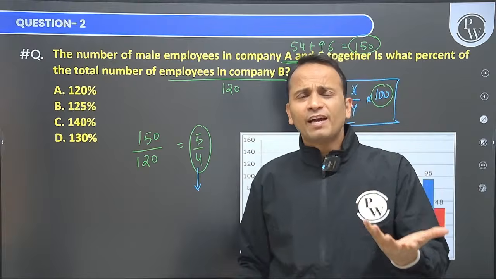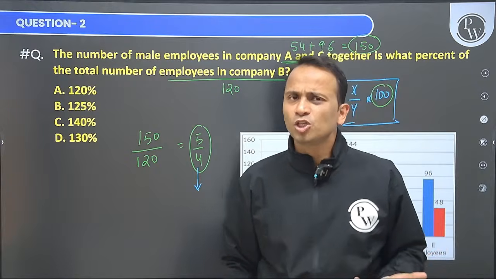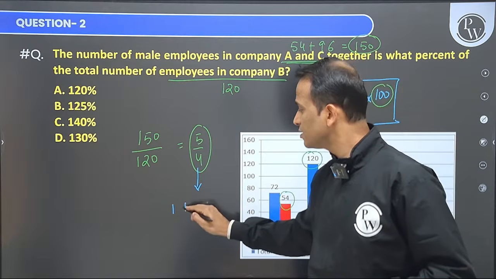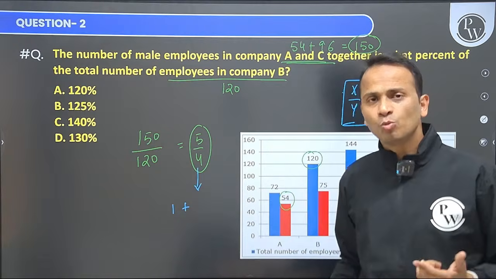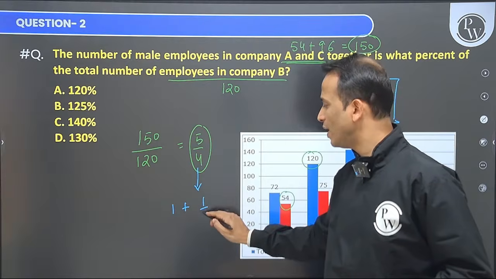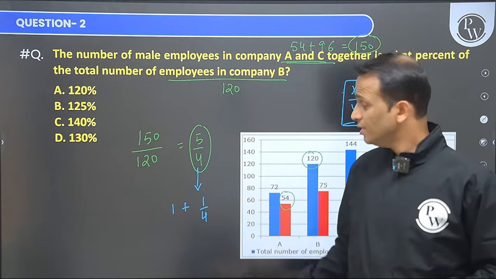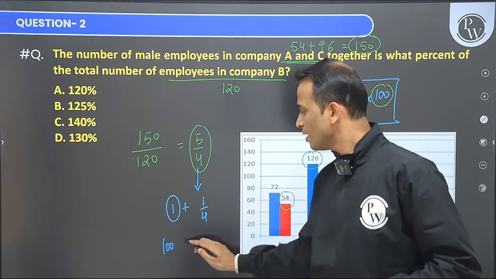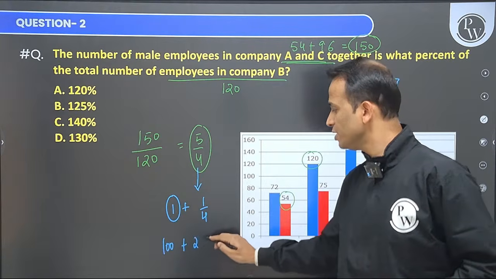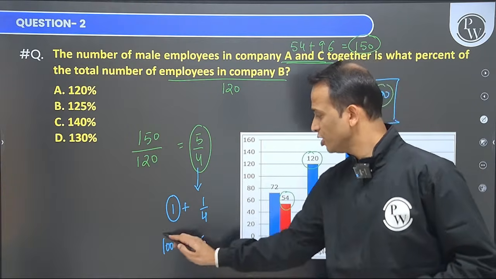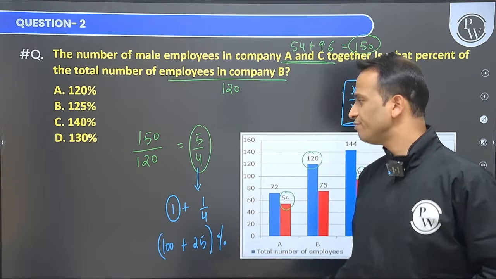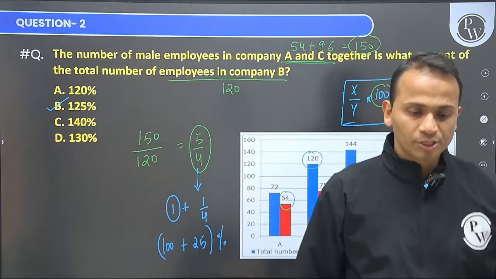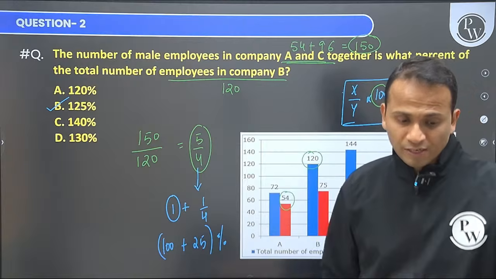Now, we haven't seen 5 by 4 when we were doing percentage equivalence of fractions. Now, you can clearly see that 5 by 4 is more than 1. How much more than 1? So, 5 by 4 can be written as 1 plus 1 by 4. Now, 1 in terms of percentages is 100 and 1 by 4 in terms of percentages is 25 percentage, right? So 100 plus 25, that is 125 percentage. Answer is option B.